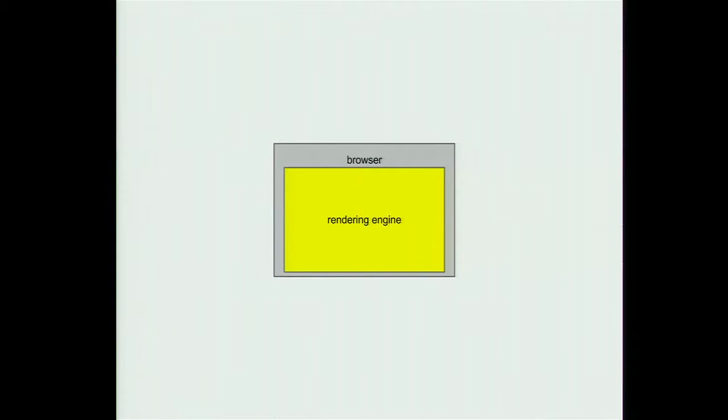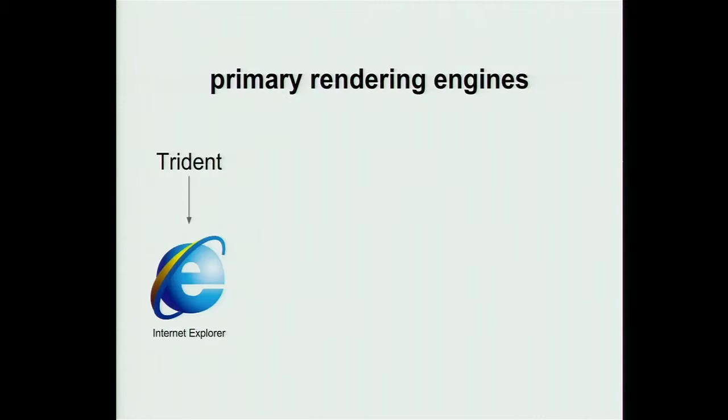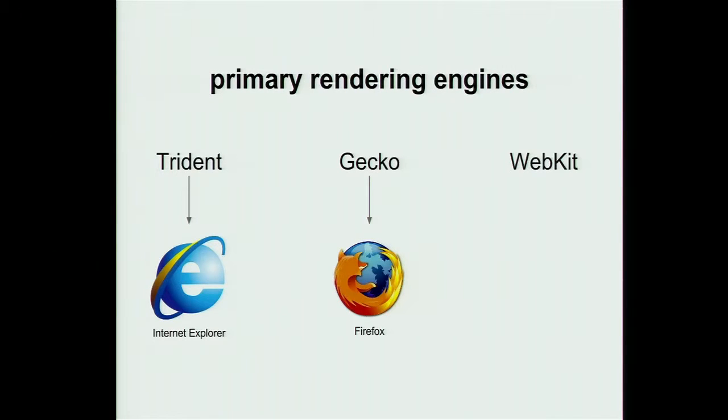So let's get started. WebKit's a rendering engine, and as you can tell from this super useful diagram, that's the primary component of a browser. There are three primary rendering engines. Most of you probably already know this. There's Trident, which powers Internet Explorer. There's Gecko, which gives you Firefox. And then there's WebKit, which is obviously what we're going to talk about.